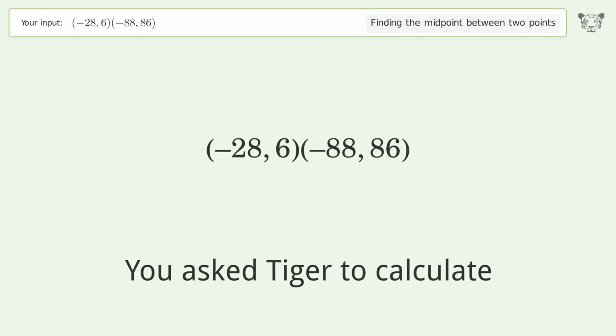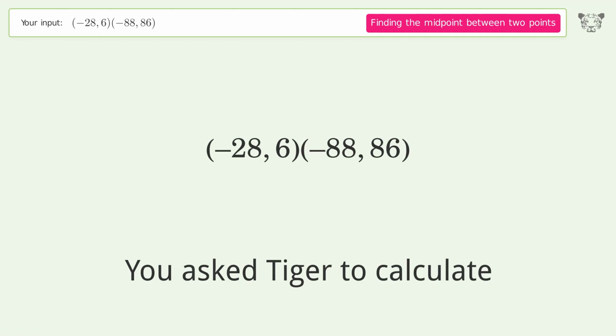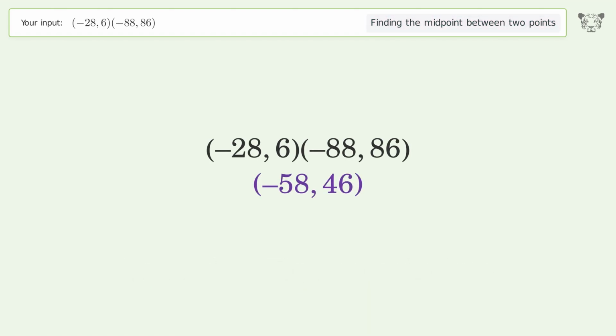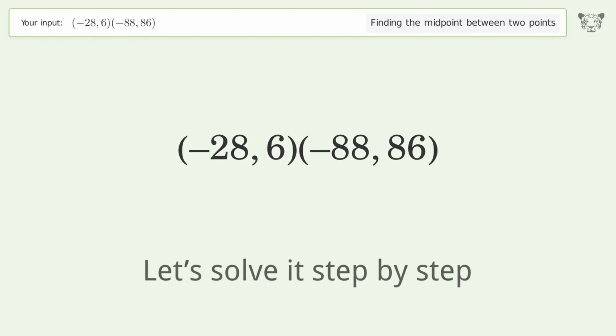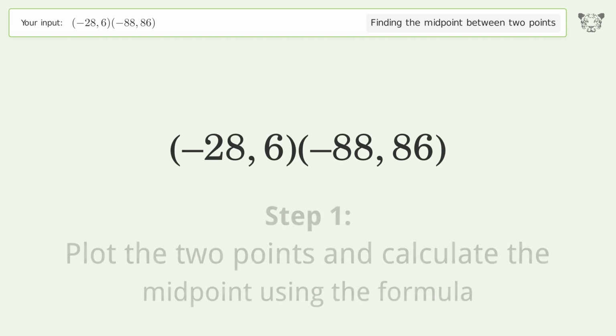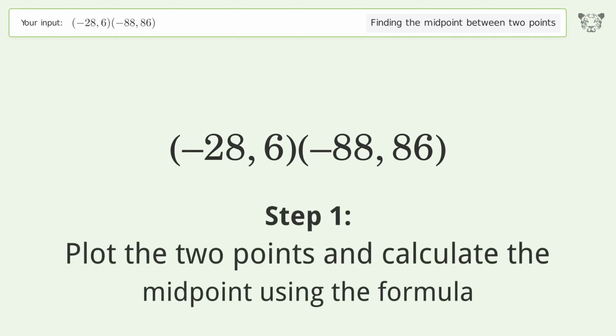You ask Tiger to calculate. This deals with finding the midpoint between 2 points. The midpoint between the 2 points is negative 58, 46. Let's solve it step by step. Plot the 2 points and calculate the midpoint using the formula.